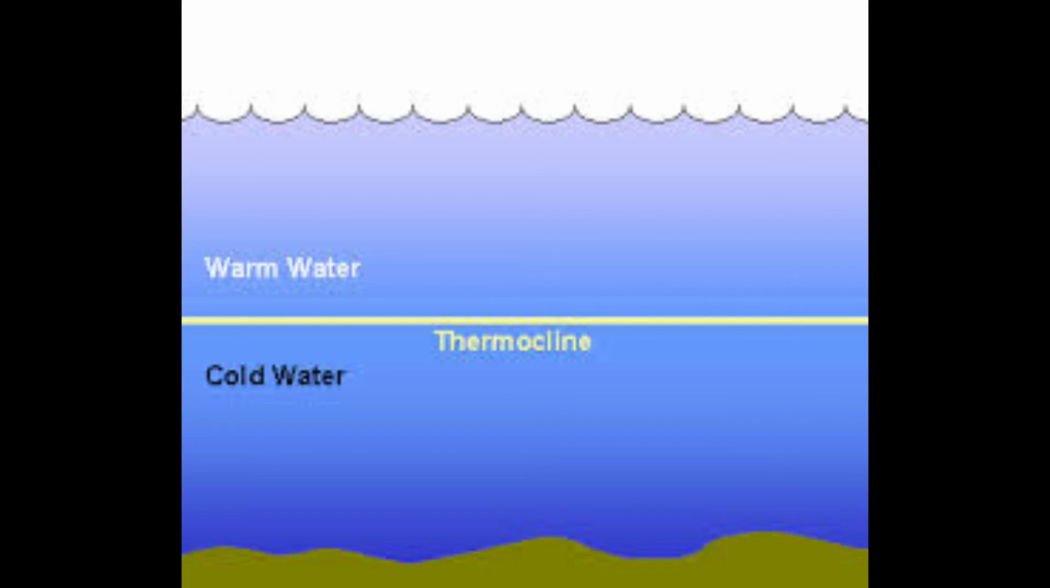Now, you're probably like, JD, what the heck is a thermocline? And that's a valid question because I had it too. It is a transitional layer between warmer mixed water at the surface and cooler water below.